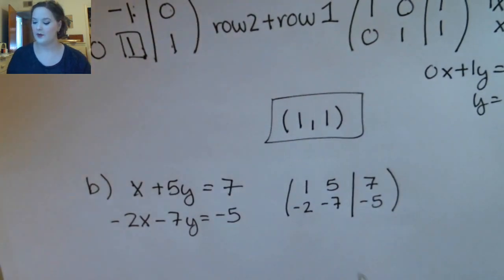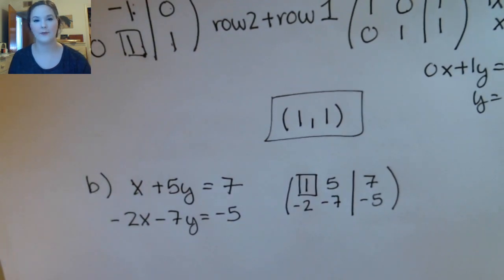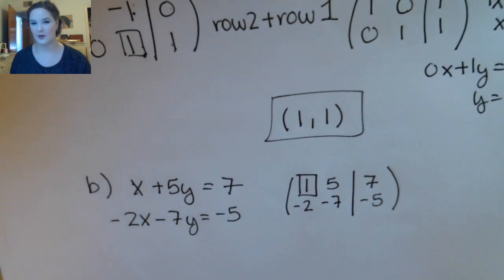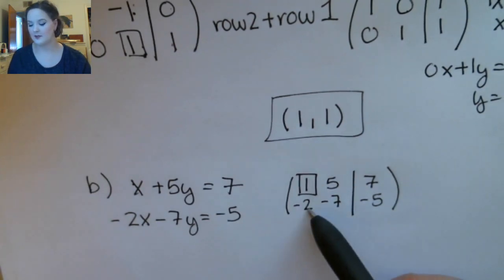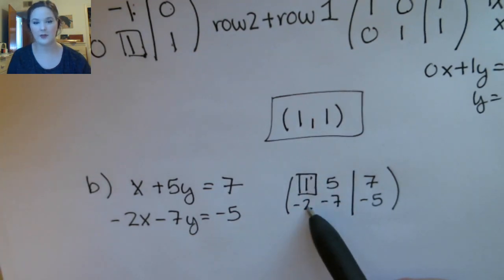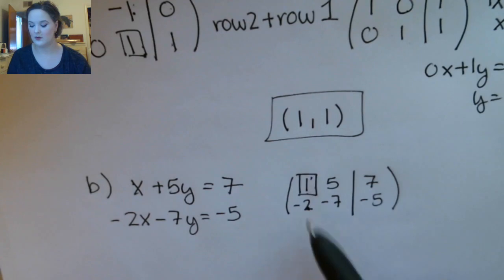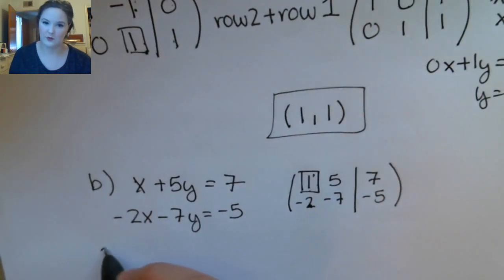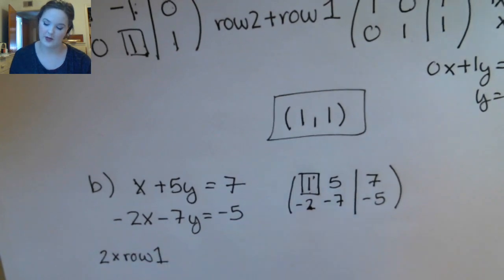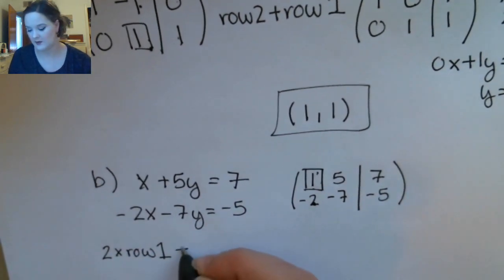Okay, now we're going to focus on the top left corner and make that a 1. It is a 1. Okay, so now we're going to move on to our second step, and we're going to get a 0 below that. Okay, so what multiple of 1 could I get to eliminate negative 2? Well, 2. So I'm going to do 2 times row 1. Okay, and then I'm going to add it to row 2.